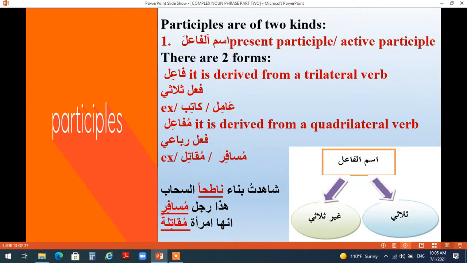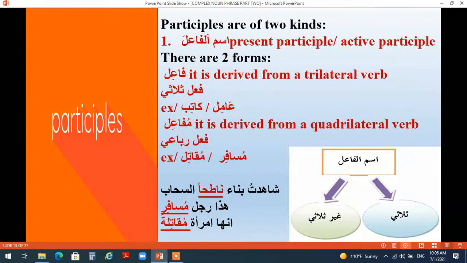Number 2 we have participles. Participles باللغة العربية نعني بها اسمي الفاعل والمفعول. So participles are of two kinds. Number 1 we have اسم الفاعل الذي نطلق عليه باللغة الإنجليزية أما present participle or active participle. There are two forms of the present participle. هنالك نمطين أو شكلين من أشكال اسم الفاعل.